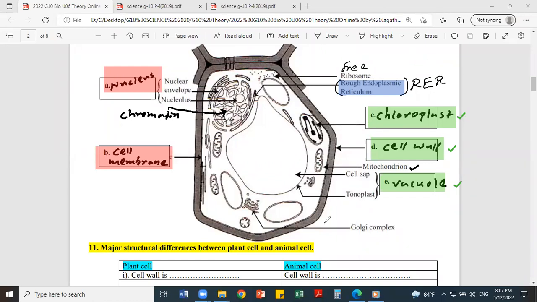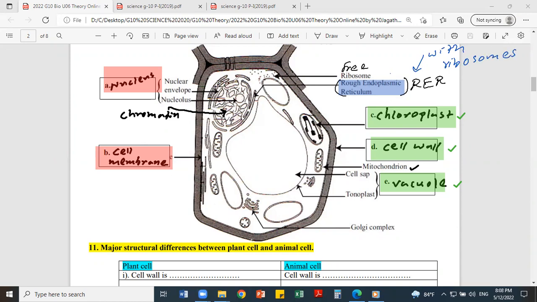So put an arrow to this and write, with ribosomes. With ribosomes, rough. Without ribosomes, we call it SER, or smooth endoplasmic reticulum. I'll label that also. Right here, put an arrow to this. Rough means what? With ribosomes. Rough means with ribosomes, ribosomes attached to that. Without ribosomes, we call it SER.